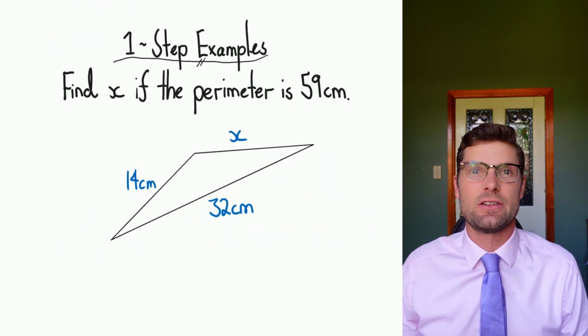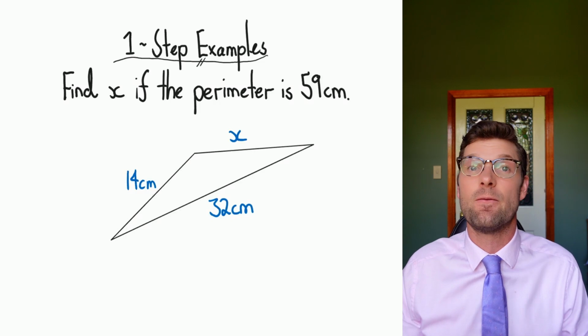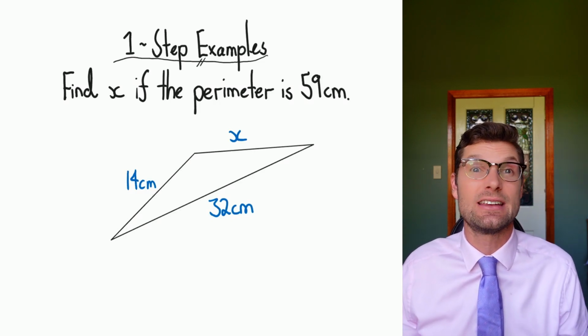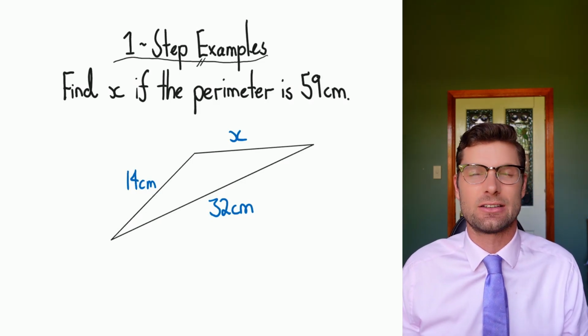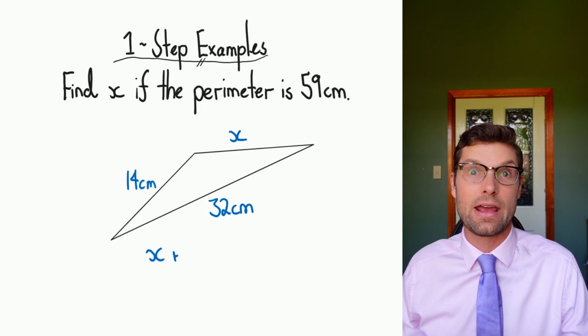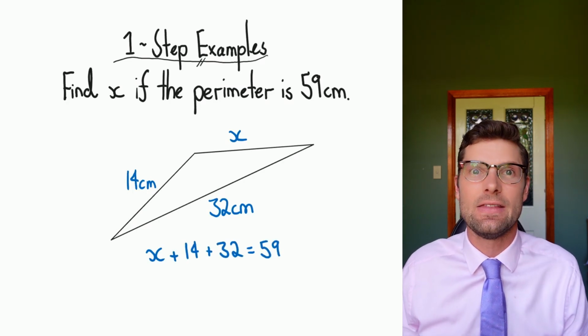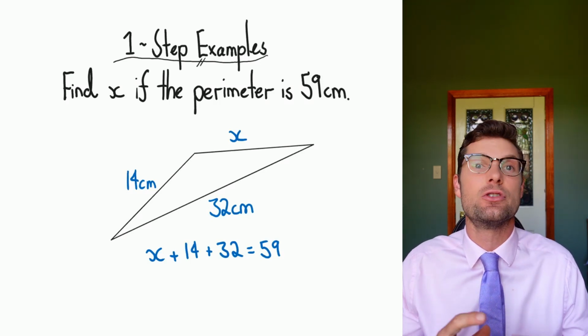So we're going to have a look at this question. First, we've got a triangle that we know the perimeter is 59 centimeters for a fact. So we have to write an algebraic equation in order to get that right. I'm going to put my unknown first, that's what I always like to do. So then I've got x plus 14 plus 32 equals 59. Now I've got everything in there. I've got the side lengths that I do know, I've got my unknown, and it's equal to the total perimeter.